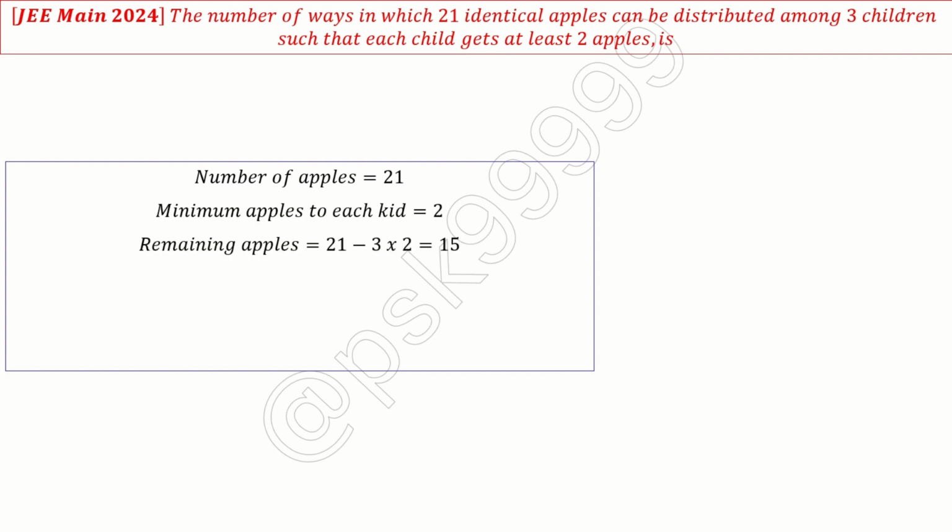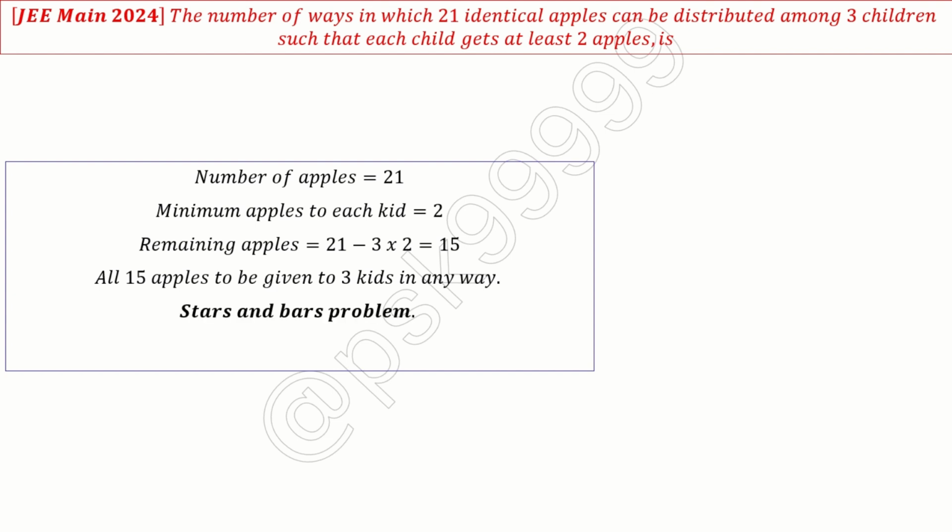Correct? So we are left with 15 apples, and these 15 apples can be distributed among the 3 children in any way we want. You can give all 15 to one child or 0 to the same child. So you can do whatever you want. This is exactly the stars and bars problem now, with 15 balls and 3 children, so 2 bars, correct? So 15 apples can be given to 3 kids. This is how many ways you can give?